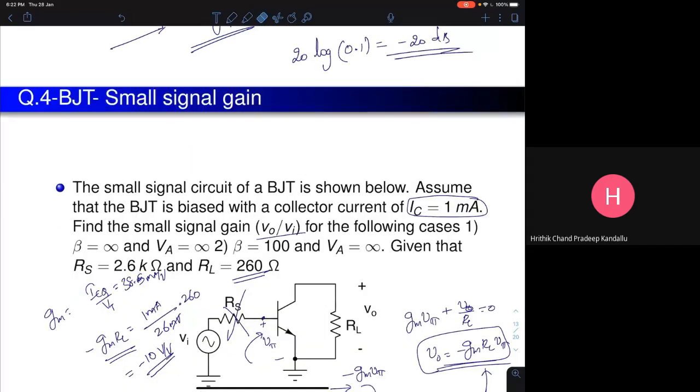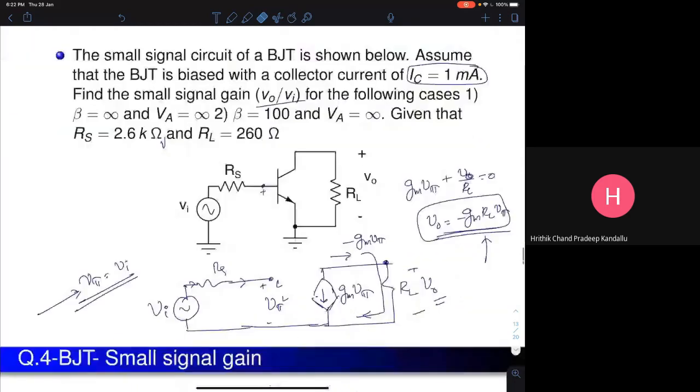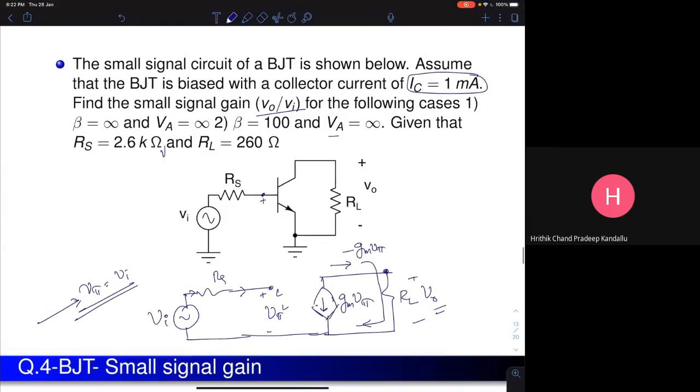In the second problem, it's given that Gm into RL is 10. So keep that in mind. In the second case, it's given that Va is infinity. So that's fine. R0 is still infinity. But beta is 100. So beta is 100, then R pi becomes finite. R pi is how much? Beta into Vt upon ICQ.